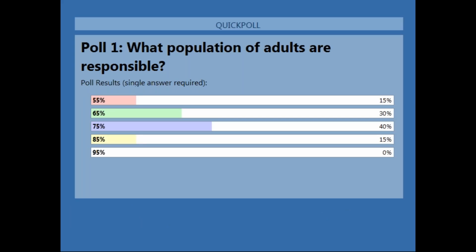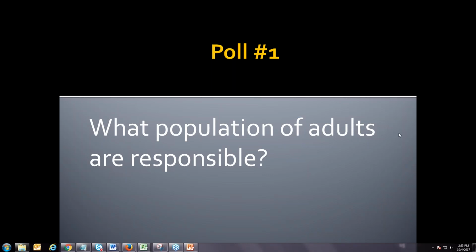So the correct answer was actually 95%, and we don't have anyone that selected that response. And 95% to me was actually very surprising. We had 15% of people think that 55% of adults are responsible, 30% of people think that 65% of adults are responsible, 40% think that 75% of adults are responsible, and 15% think that 85% is possible. And I think we're all jaded in the same way, because I was extremely surprised that it was 95%. And again, you can't always go by what's on a website as an answer, but it is actually a statistic.